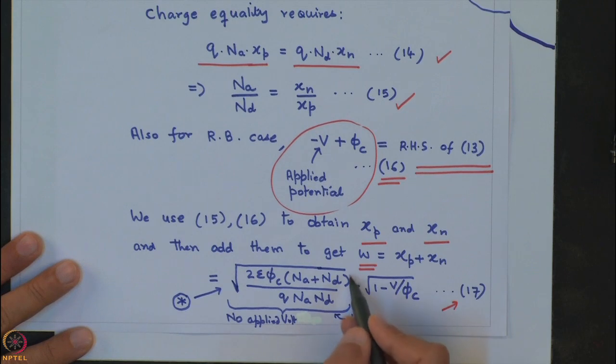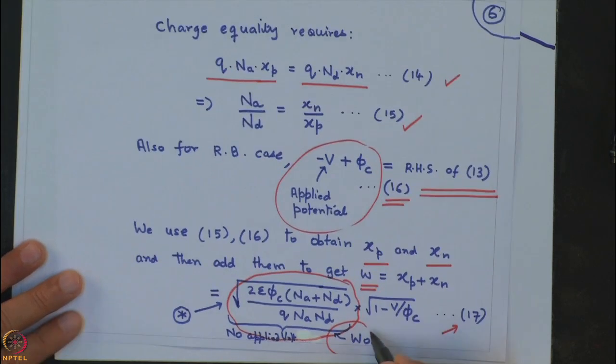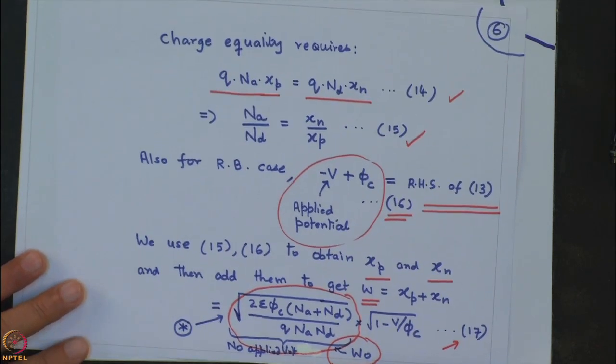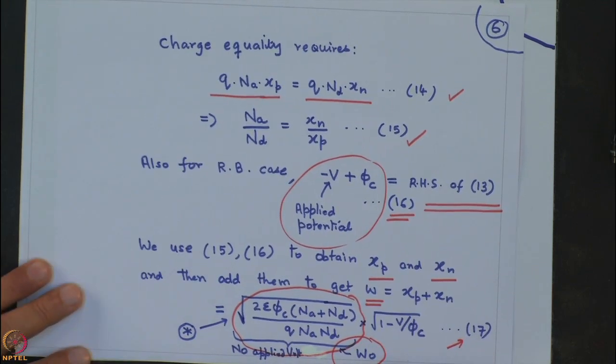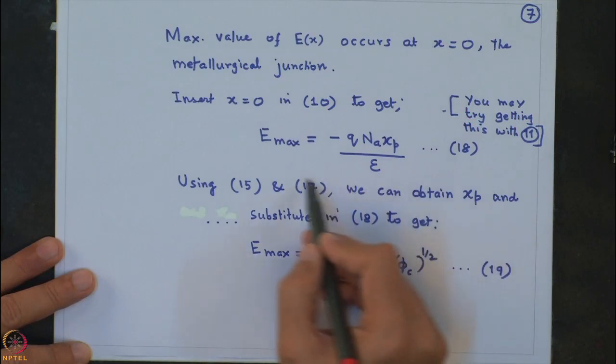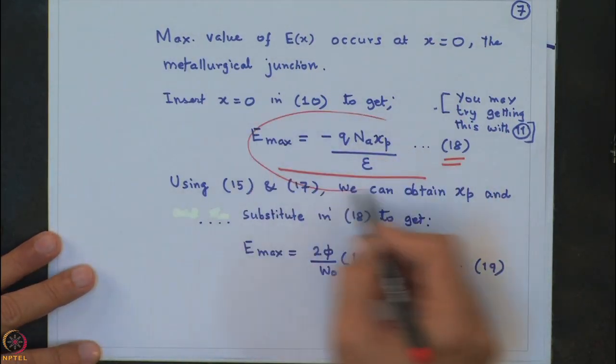Now, this left side term, the one which I have encircled in red, let us denote by W0, and this is the width when there is no external voltage bias applied. Now, we would like to see the value of the maximum electric field that will occur. We can get that very easily by using expression 10. You might even use expression 11 if you want to try; both will give the same answer. Put x equal to 0, and you end up with this relation. So, this is the maximum E field.